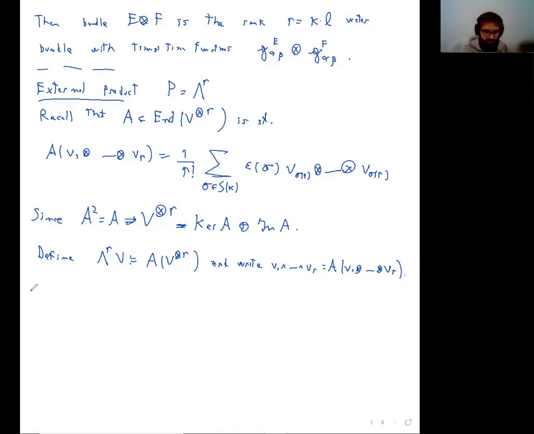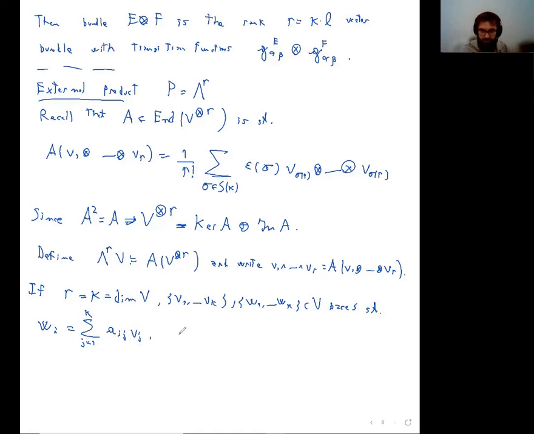Okay, so let's look at the case where R is the dimension of V. So we're really taking k copies. And as before, we take two bases, V1 to VK, W1 to WK, and we take the change of variables between them, such that vi is the sum for j from 1 to k of a ij vj. As usual, we're trying to see how change of variables in V affects the change of variables in the external product.